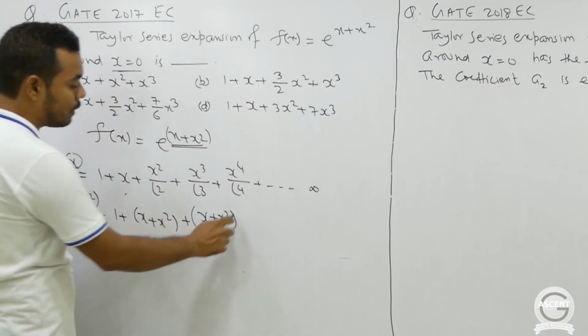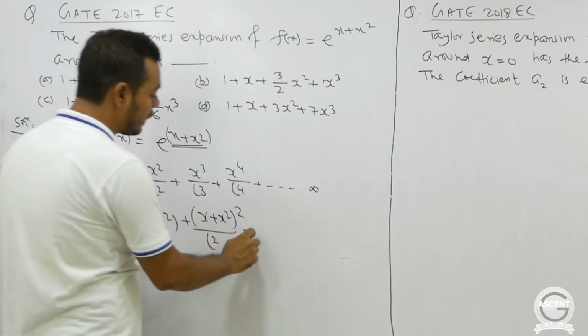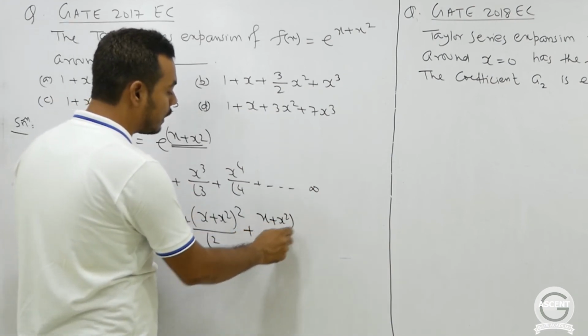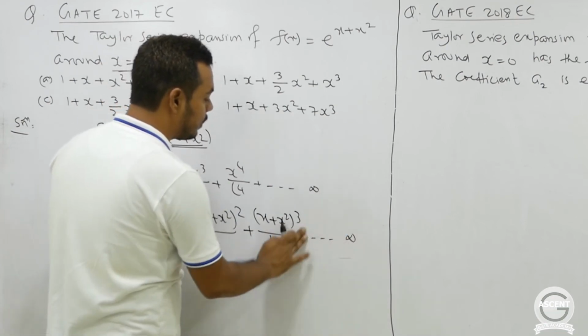now if I replace x by x plus x square, I will get a square of x plus x square by 2 factorial. Similarly here I will get cube of x plus x square by 3 factorial. This will continue up to infinity.